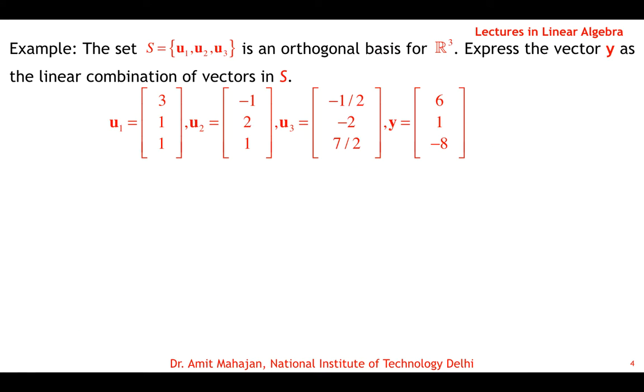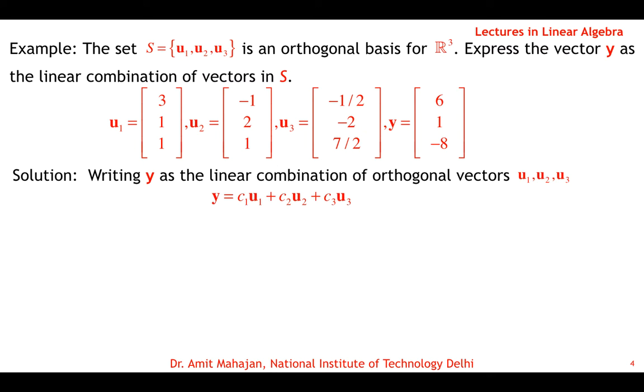Say for example, S is an orthogonal basis for R3. Exactly 3 vectors, and each vector is in R3, so having 3 elements, of course. Express the vector y as a linear combination of vectors in S. Given u1, u2, u3, these 3 vectors, which form a basis for R3, they are linearly independent and span the whole of R3. So any vector in R3 can be written as a linear combination of u1, u2, u3 with some weights c1, c2, c3, and those weights are unique. So we have to find those c1, c2, c3.